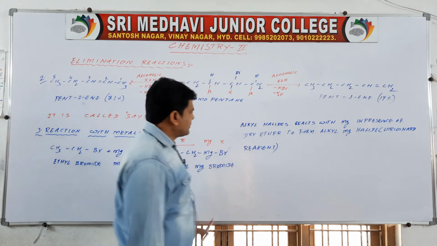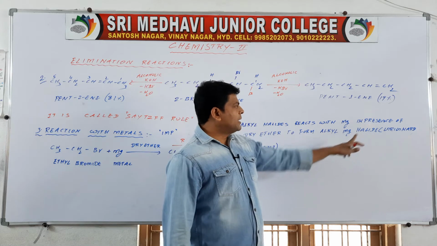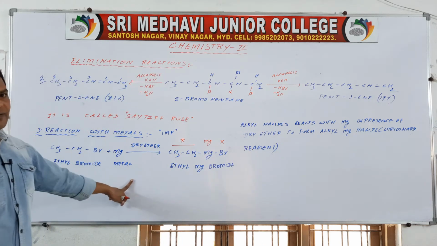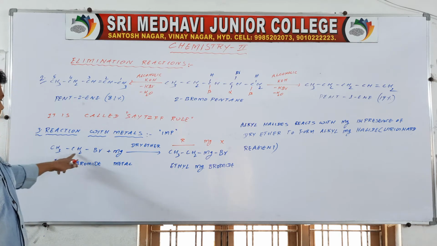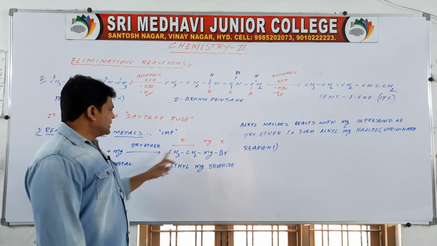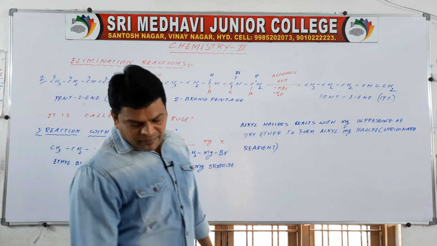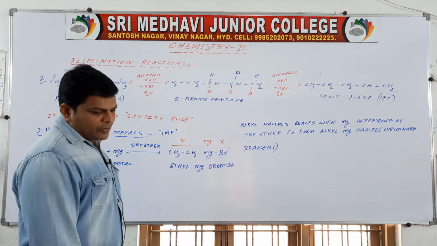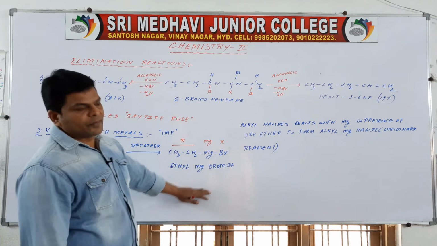Grignard reagent. Alkyl halides react with magnesium in the presence of dry ether to form alkyl magnesium halide, which is called Grignard reagent. This is also the preparation of Grignard reagent. The alkyl halide CH3CH2-X reacts with the metal in the presence of dry ether and gives ethyl magnesium bromide. Now, when the Grignard reagent is dissolved in water, what is formed?